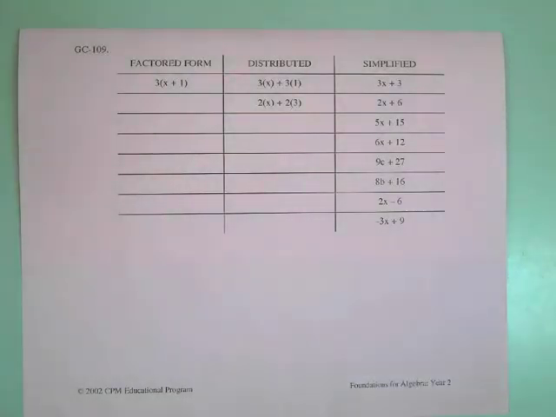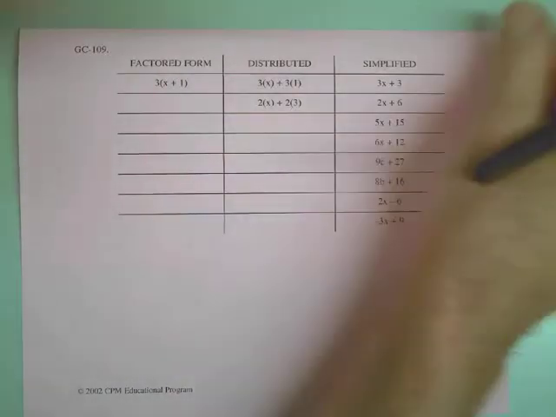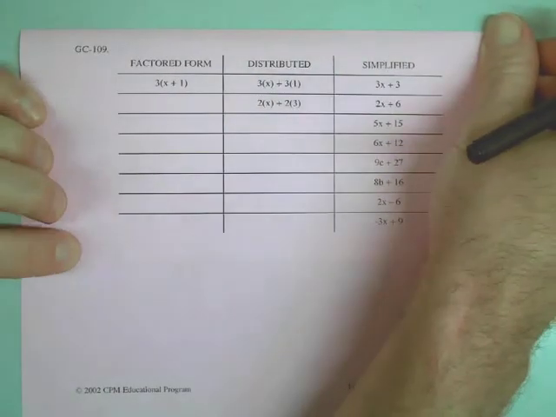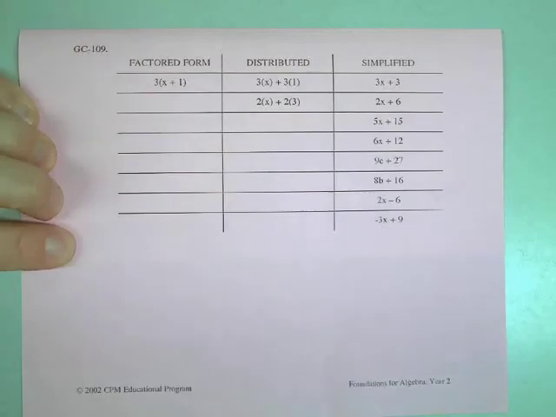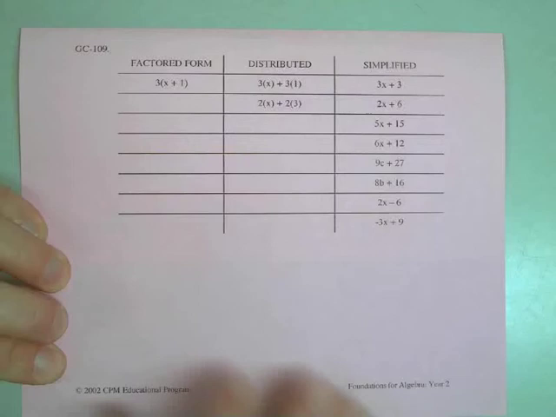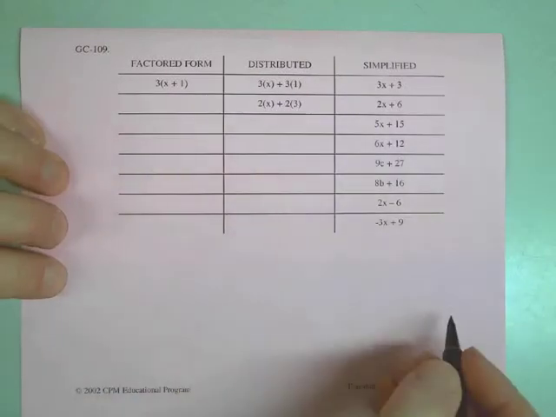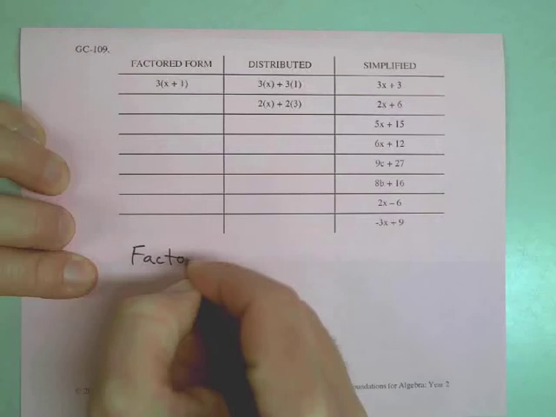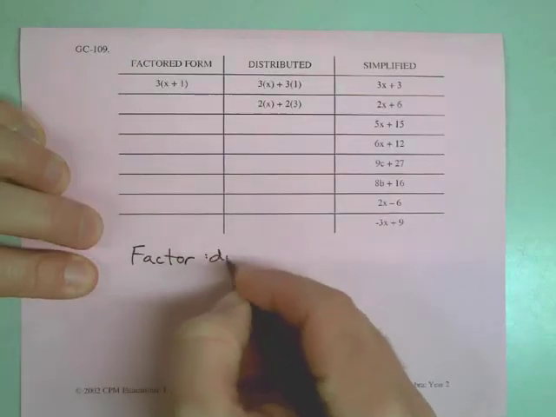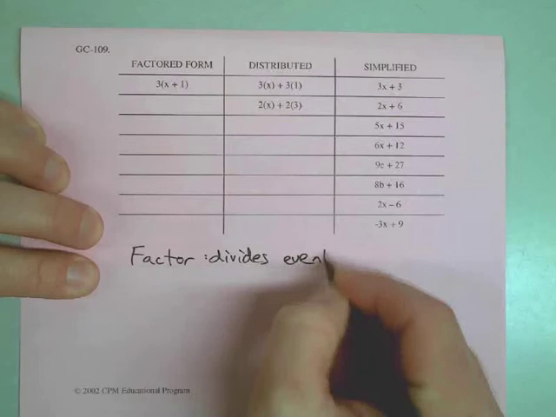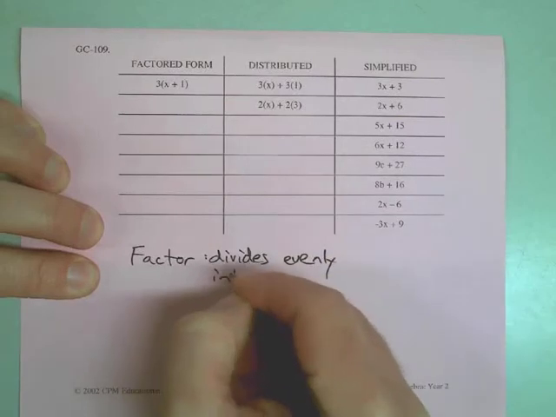Here's a sample problem to help you get through these factored, distributed, and simplified tables. We've been working a lot in class on going from factored form to simplified form, but working backwards might be a little more difficult for you. So let's check this out. As we talked about in class, a factor is something that divides evenly, with nothing left over, no remainder, into something else.